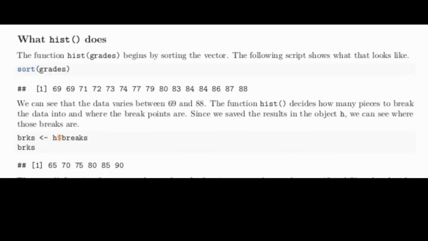Let's walk through the steps showing what R does when it builds a histogram. The first thing that it does is take the data set and sort it in order from the lowest to the highest. The hist command then makes a decision about how many pieces to divide this up into and identifies what the breaks are going to be. We can see the breaks that the histogram made on this data by checking h, which we had saved before, dollar sign breaks. Printed that out, and these are the breaks. There's the starting break at 65, 70, 75, 80, 85, and 90.